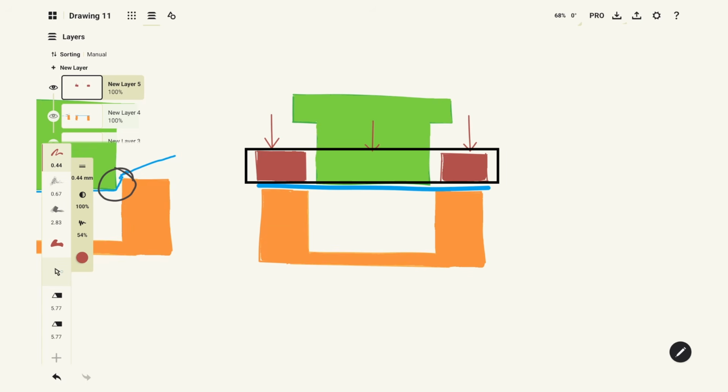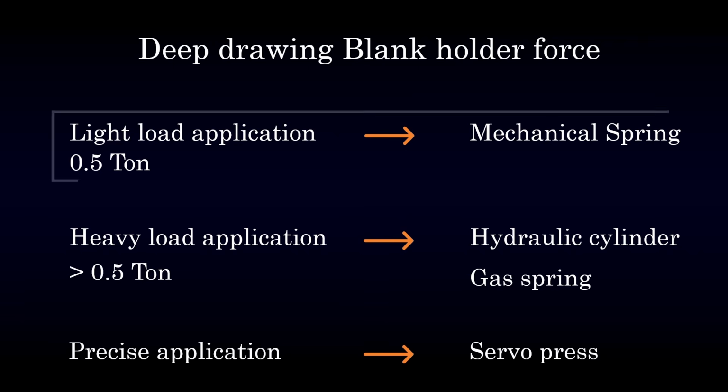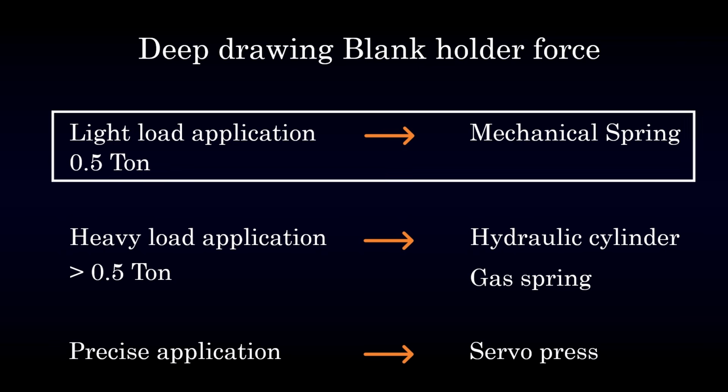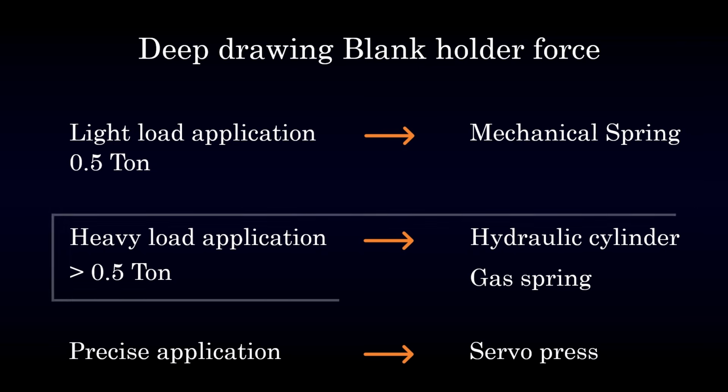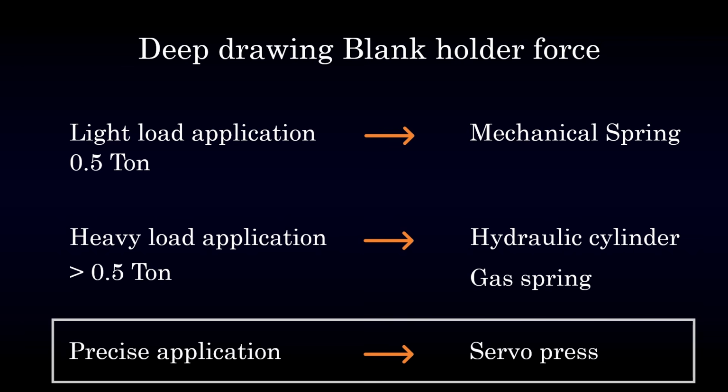And to apply the force to the blank holder, we can use a mechanical spring, a hydraulic cylinder, a pneumatic cylinder, or a gas spring. For lighter applications, mechanical springs work fine, but for a heavy multi-stage deep drawing, we usually prefer a hydraulic cylinder or a gas spring. And in high precision deep drawing, servo presses are also used.